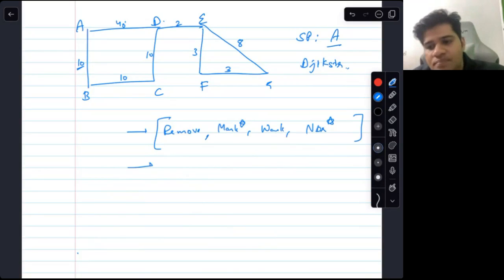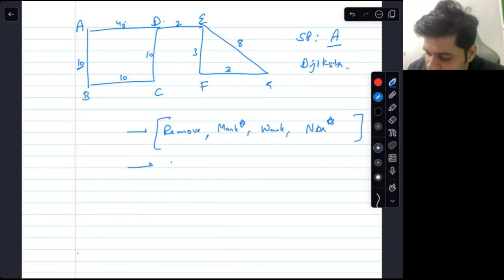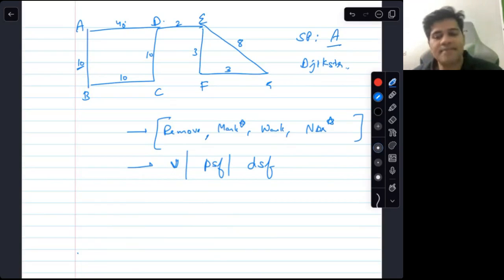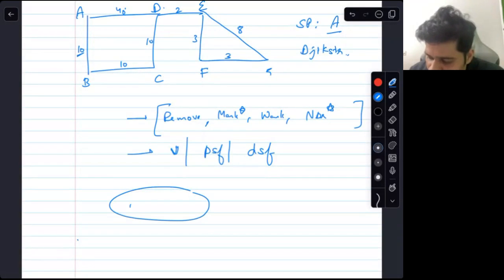All right. I would explain. For now, mark is this. For now, mark that I have covered you. All right. That is what mark means for now. And the other thing that you have to remember is that in the tree we have vertex, path so far, and distance so far. All right. So let's again start. A, path so far is A, distance so far is 0.